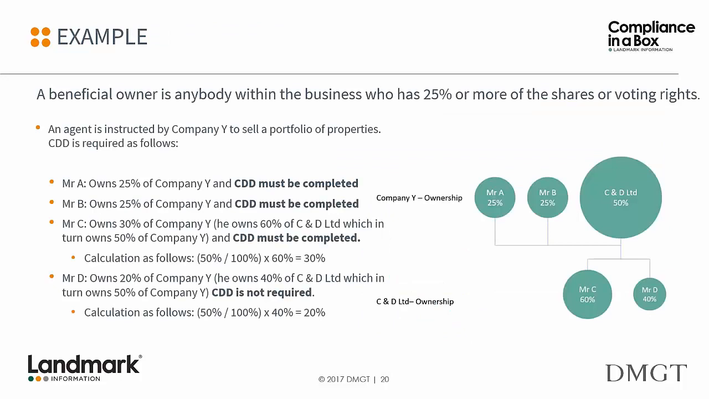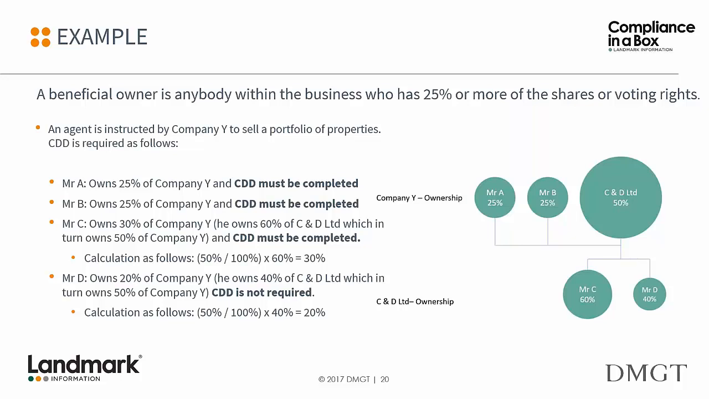We're going to look at an example of how to establish beneficial owners. A beneficial owner is an individual who has a 25% or more controlling stake in the business. Be aware you may have more than one beneficial owner. In some more complicated corporate structures, the beneficial owner may be identified through holding companies, depending on the ownership status of the company you're acting on behalf of. In this example, an agent is instructed by company Y to sell a portfolio of properties. Looking at the ownership structure here, we can see that Mr.